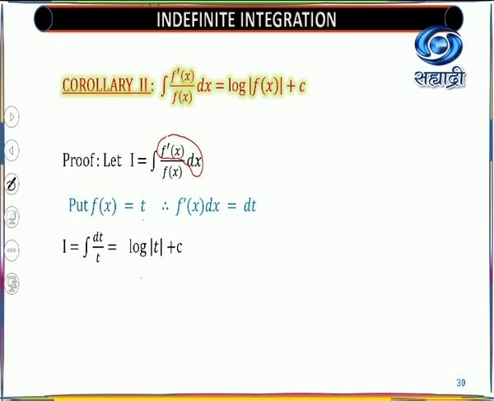And in the substitution method, you always keep in mind that whatever substitutions you are doing, the final answer must be in whatever variables are given to you. So again you need to resubstitute the value that was substituted for t. So you will get your final answer as integration of f dash x upon f(x) dx equal to log of mod of f(x). Look at here, the t value is substituted, plus constant of integration. This completes your corollary 2.